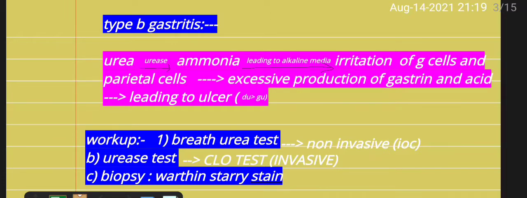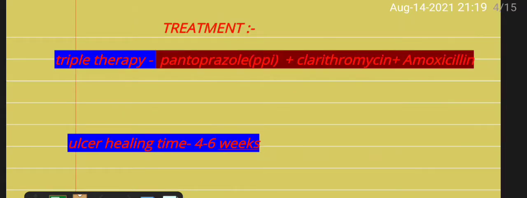In the workup part of type B gastritis, there is a screening test which is the breath urea test. It is non-invasive and it is the investigation of choice. Further, the urease test, which is an invasive test, can be done. Its commercial name is CLO test, and biopsy can be done, with Warthin-Starry stain to identify H. pylori. It used to be done earlier. The bacteria is seen black with the stain.